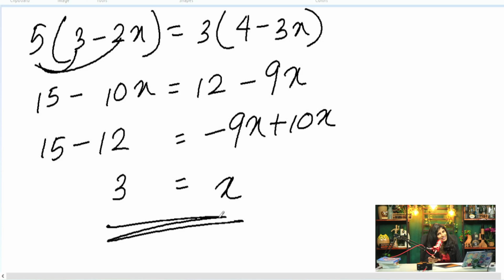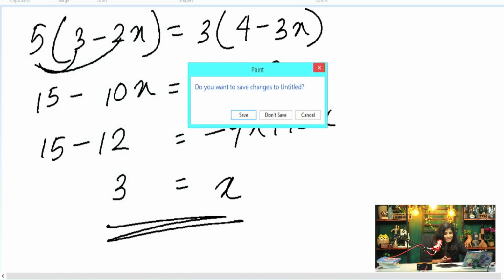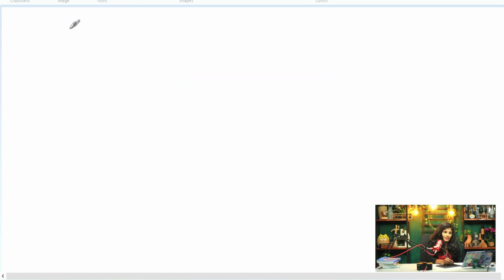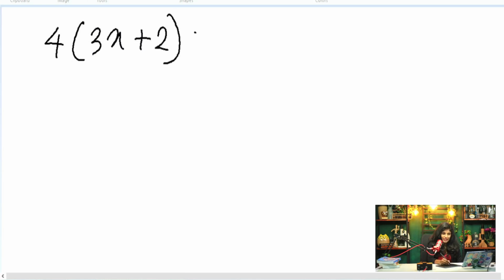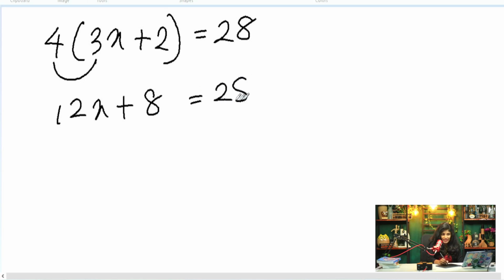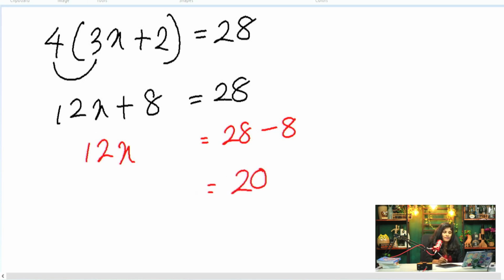So the last question we are going to discuss for this video. This is it. Very easy. 4 times (3x plus 2) equals 28. Remove the brackets: 4 times 3, 12x, plus 4 times 2, 8, equals 28. I will carry 8 to the other side. 12x equals 28 minus 8. 28 minus 8 means, yes, that is 20.